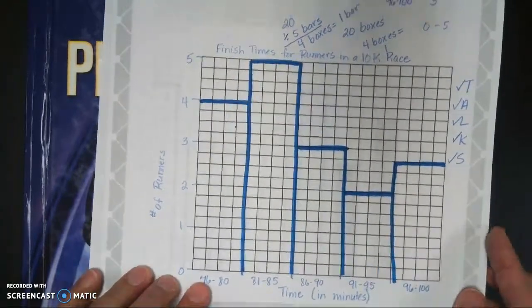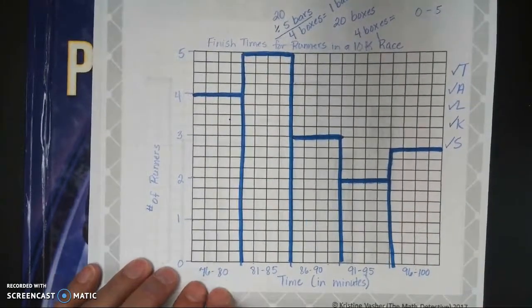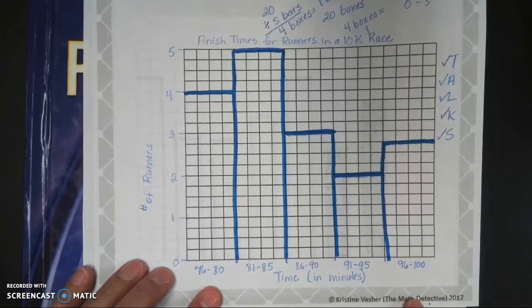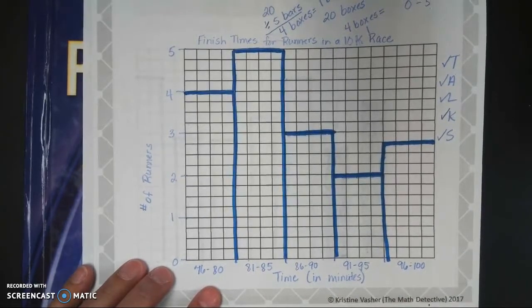Then it was just a matter of graphing the bars on here. There were 4 runners between 76 and 80, 5 between 81 and 85, and so forth. Now you should, on your graph, color in these bars, but for the sake of time, I'm not going to.